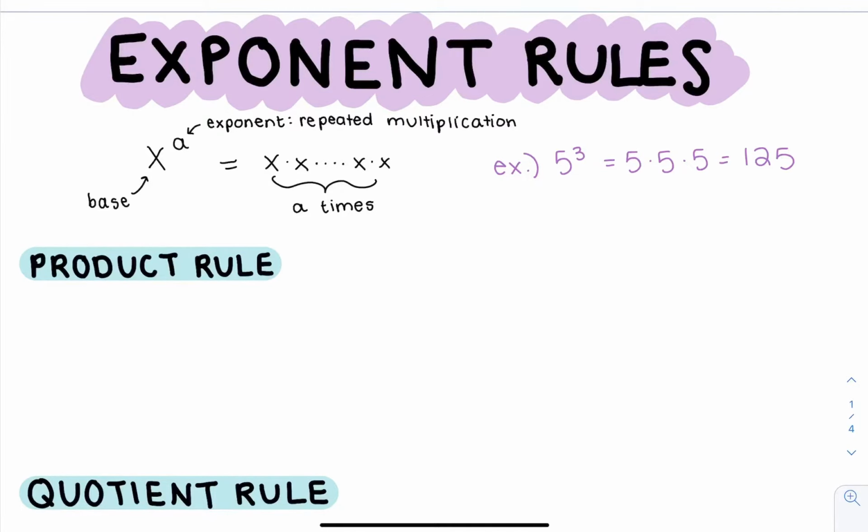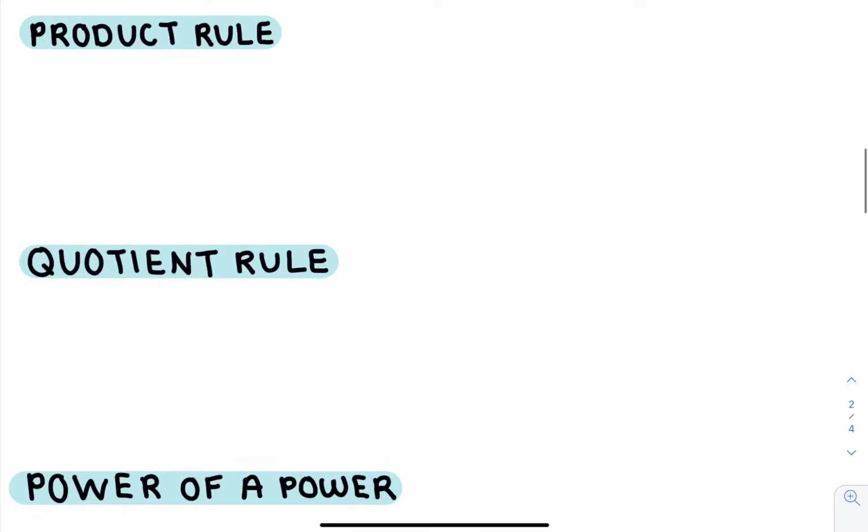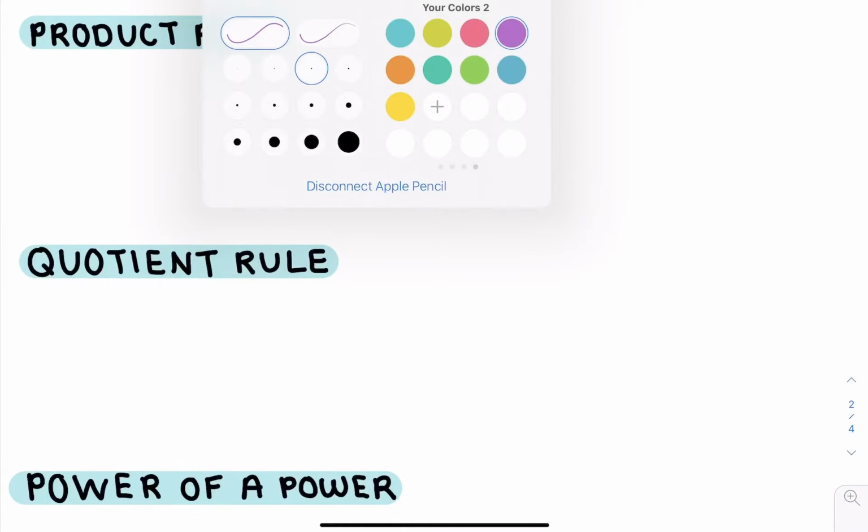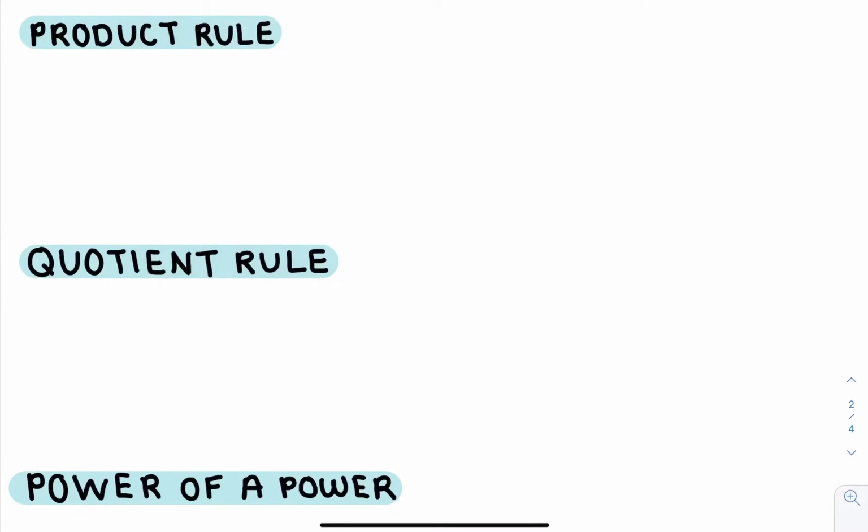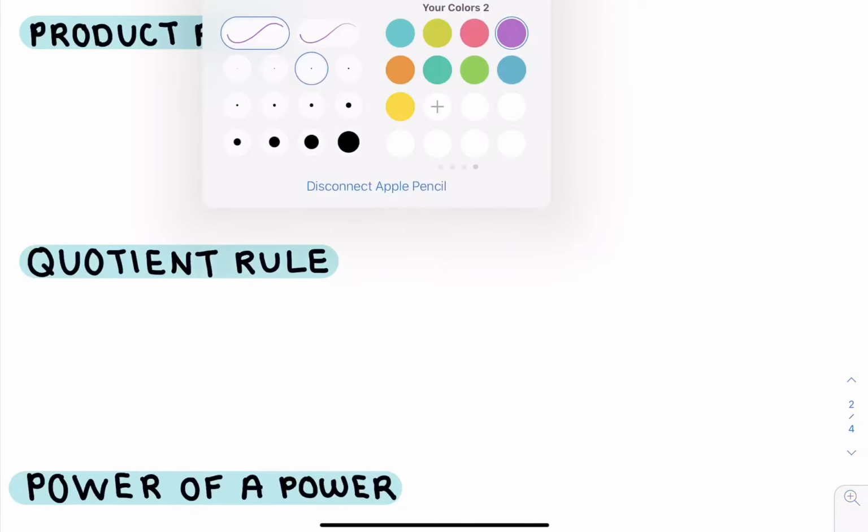The first rule that we have is the product rule. So if I am multiplying numbers with the same base, x times x, and they're each raised to different exponents, so let's say a and b, that means I'm multiplying by x a times, and then I'm multiplying by x b times, which is really like multiplying by x a plus b times. So there's our rule, and let's do a few examples.